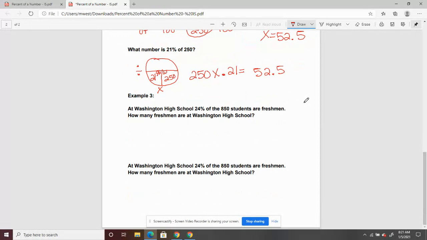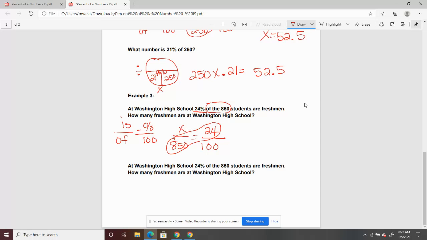Example 3. At Washington High School, 24% of the 850 students are freshmen. How many freshmen are at Washington High? So let's look at what we have. Now here, I'm just going to put the is over the of equals the percent over 100. Remember, just set them up like this. Now you've got to find the other two things. So we have 24% and then of 850 students. So I know that 24 goes here, and of is associated with the whole, which is on the bottom. So I'm going to put 850 on the bottom.